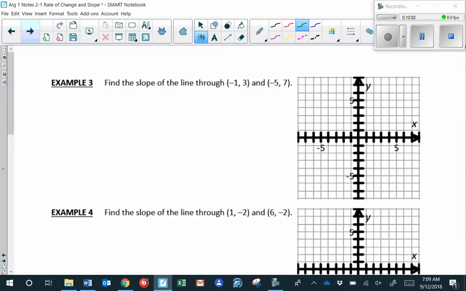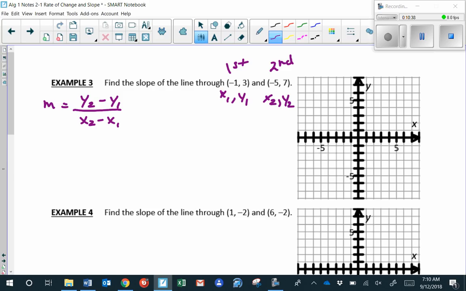All right, for example 3, we're going to find the slope of a line through -1, 3 and -5, 7. Our slope formula is m is equal to y2 minus y1 over x2 minus x1. It doesn't matter which one you pick, but I'm going to call the first point that's listed the first point, that is to say x1, comma, y1. And I'm going to call the second point the second point, that is to say x2, comma, y2.